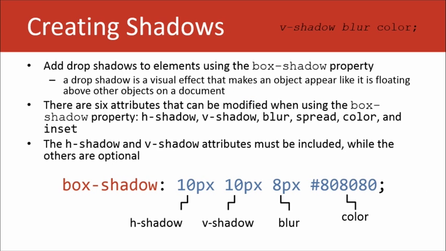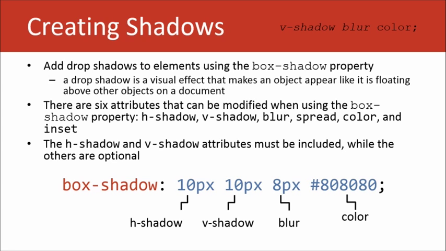All right, so you can add drop shadows to elements using the box shadow property. A drop shadow is just a visual effect that makes an object appear like it's floating, sort of like light is shining on the object and then providing a shadow in the background, right?